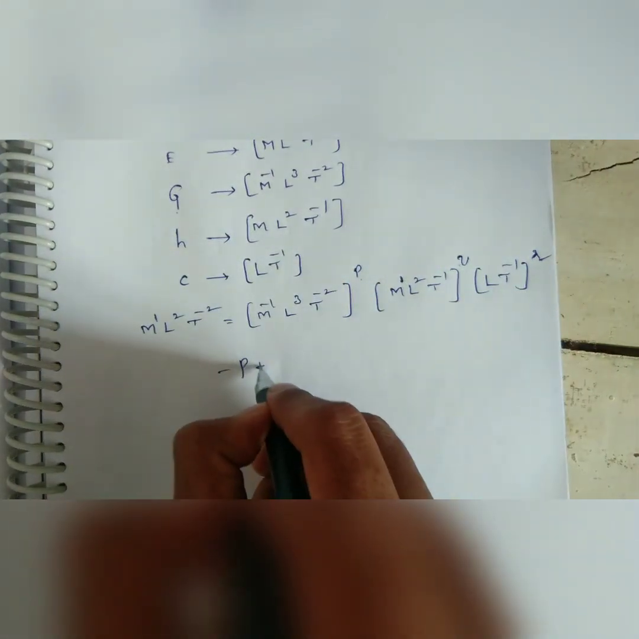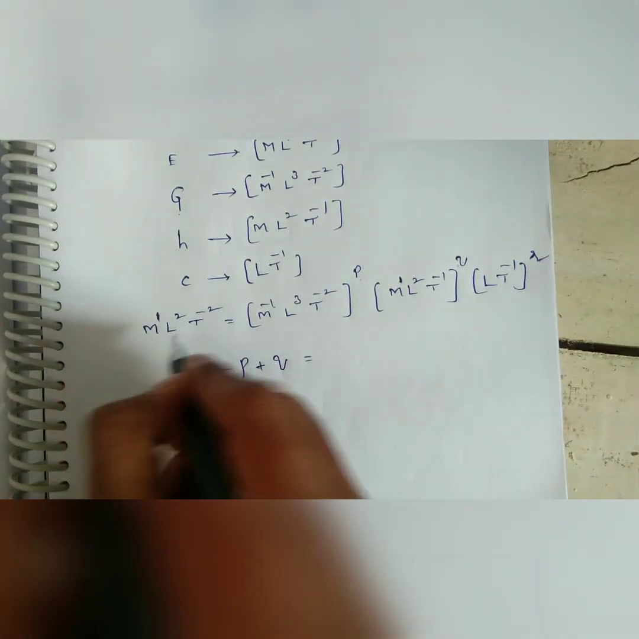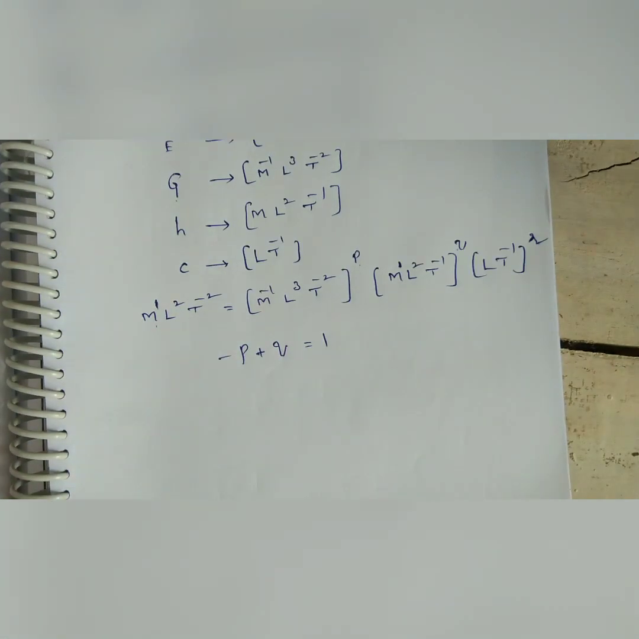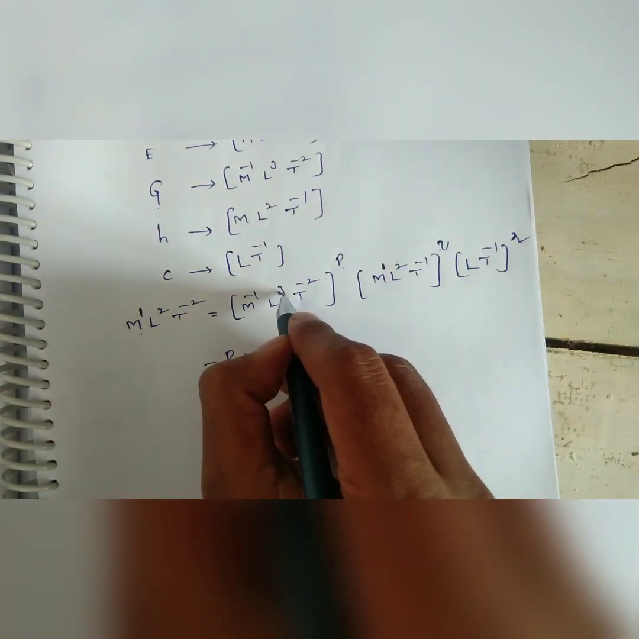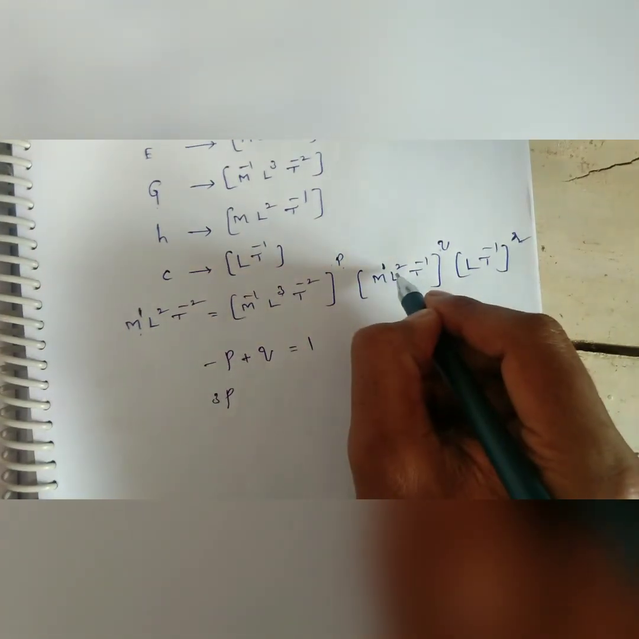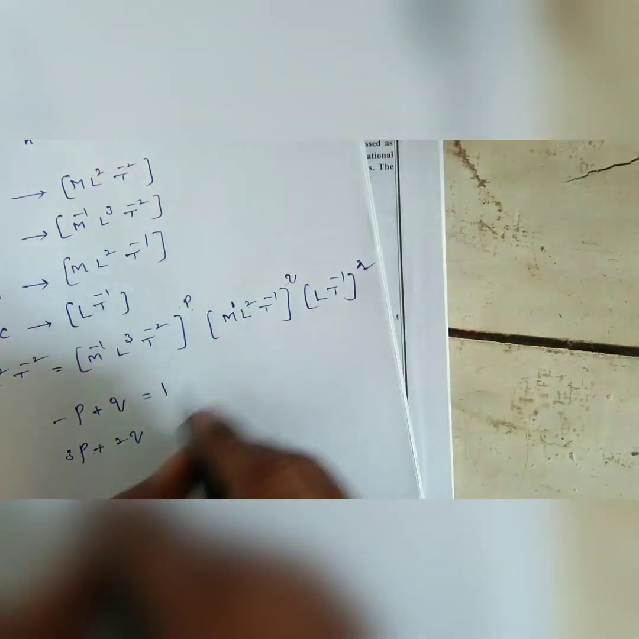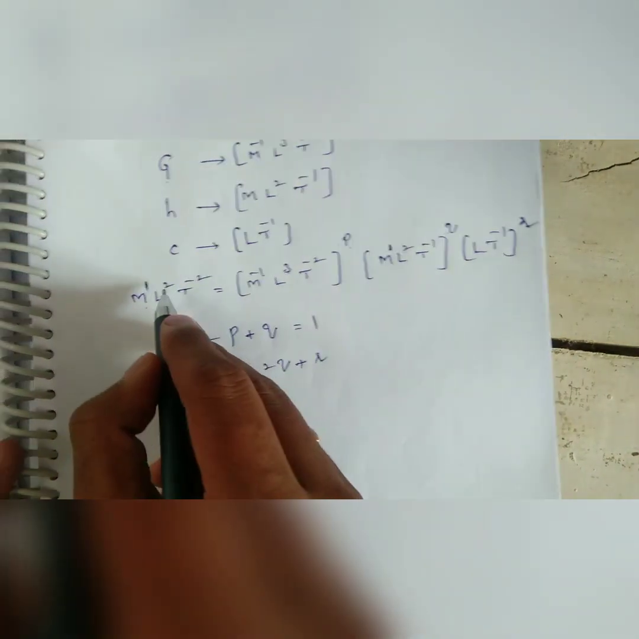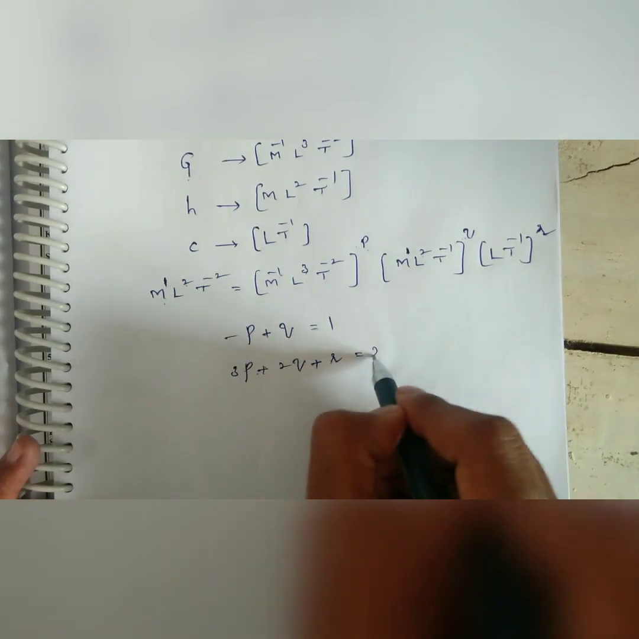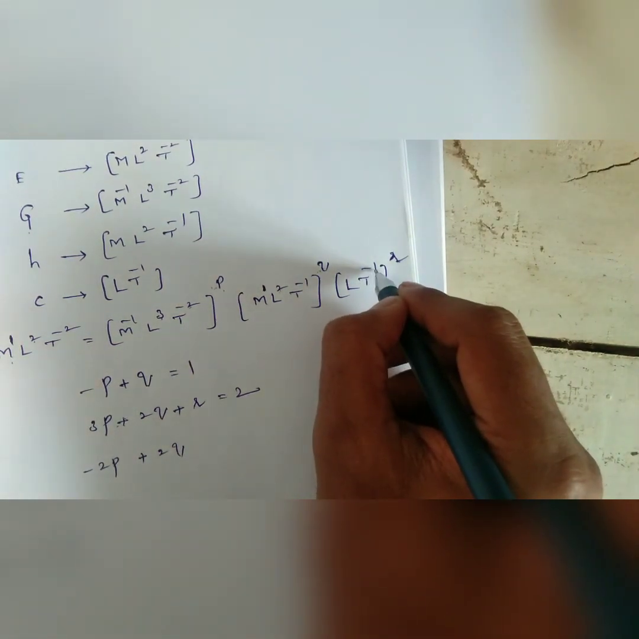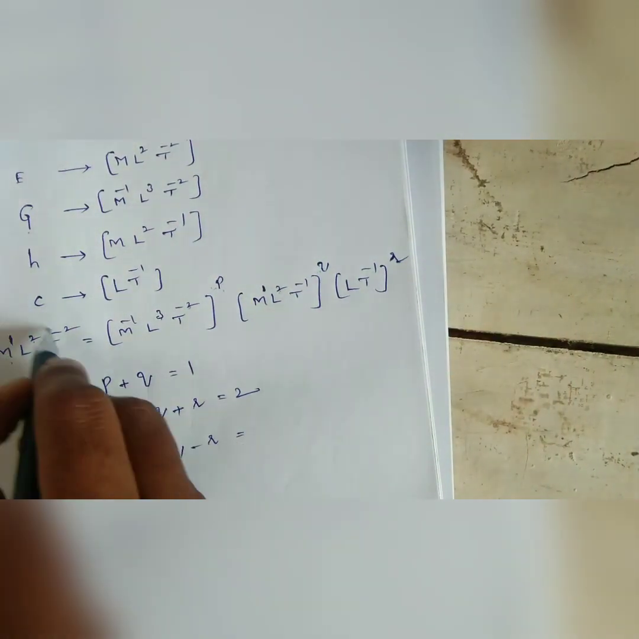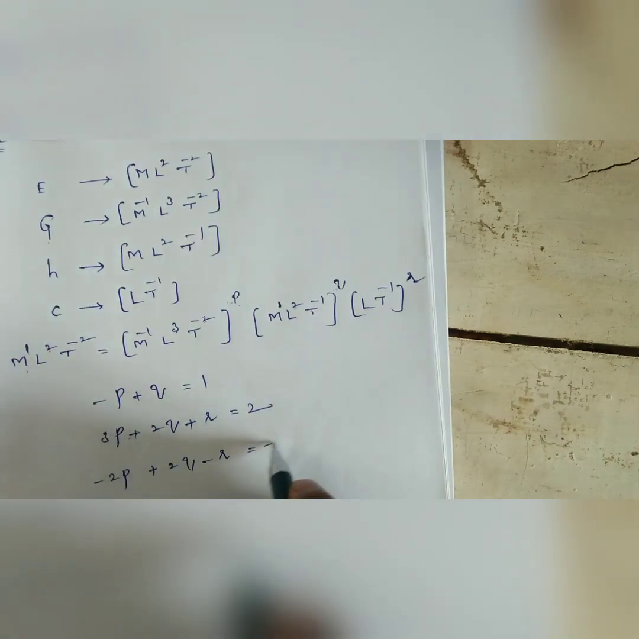So minus P plus Q; compare both sides, M power 1, so 1. Next, L cube, L power 3P, here L power 2Q, and here L power R plus R. Compare the power of L here, square, nothing but 2. Next T: T power minus 2P plus 2Q, and T power minus 1 into R, minus R is equal to, what's the power of time here? Minus 2.